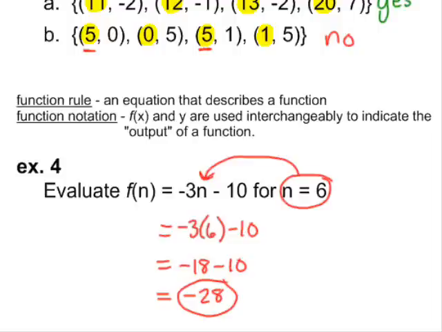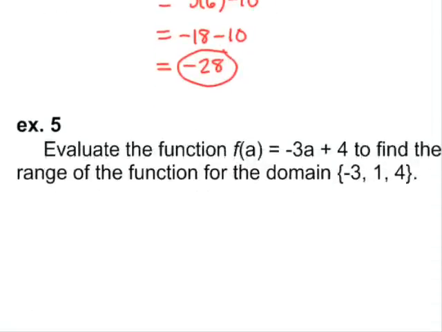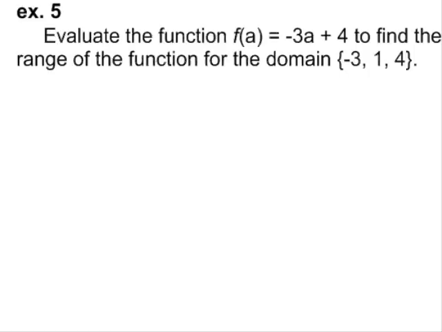Example 5 is basically the same thing, except it's worded a little bit different. Example 5, we see that it says evaluate the function f of a equals negative 3a plus 4 to find the range of the function for the domain negative 3, 1, 4. And what this means is that we have a domain of -3, 1, and 4, and they're interested in the range values. They want to know what the y values will be when we plug each of these in. So this one's like having 3 problems in one. We have 3 domain values, and we're going to get 3 range values for our answer.